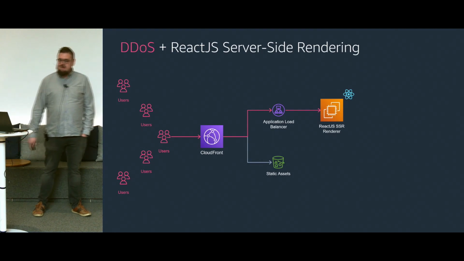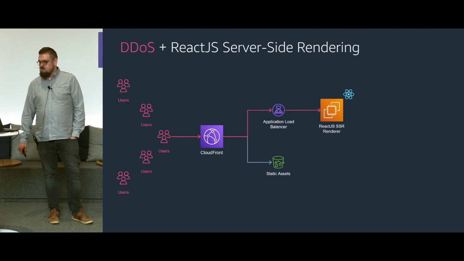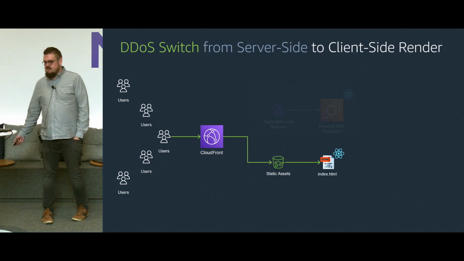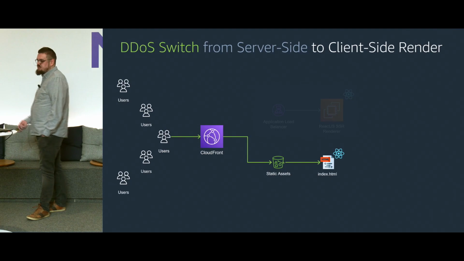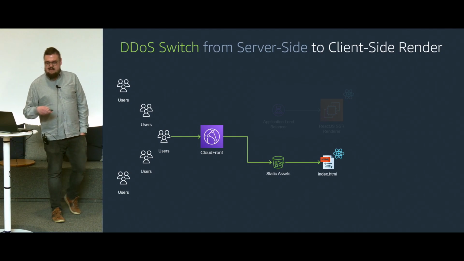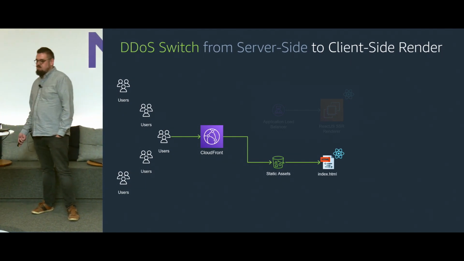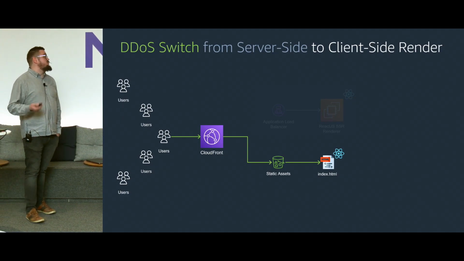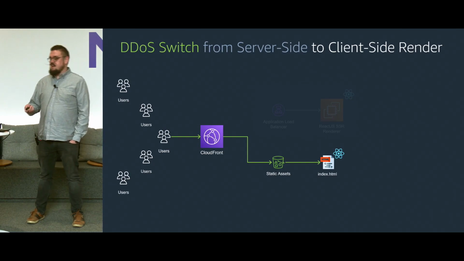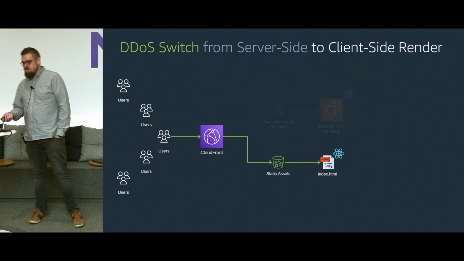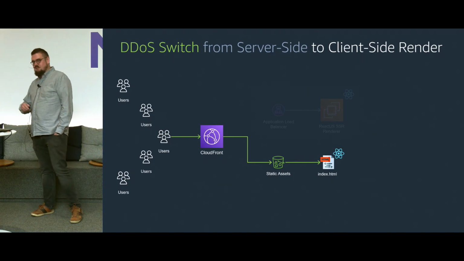But one interesting pattern that we've done there is using a DDoS switch with React.js. When a DDoS is detected, we can switch from server-side rendering to just client-side rendering, basically by dropping out the ALB and the compute that is responsible for server-side rendering. Instead, we are just serving the index.html from S3, and then it will be just client-side rendered React.js. Of course, that will mean a slight impact for all of the users, but it's still better than the whole service going down.